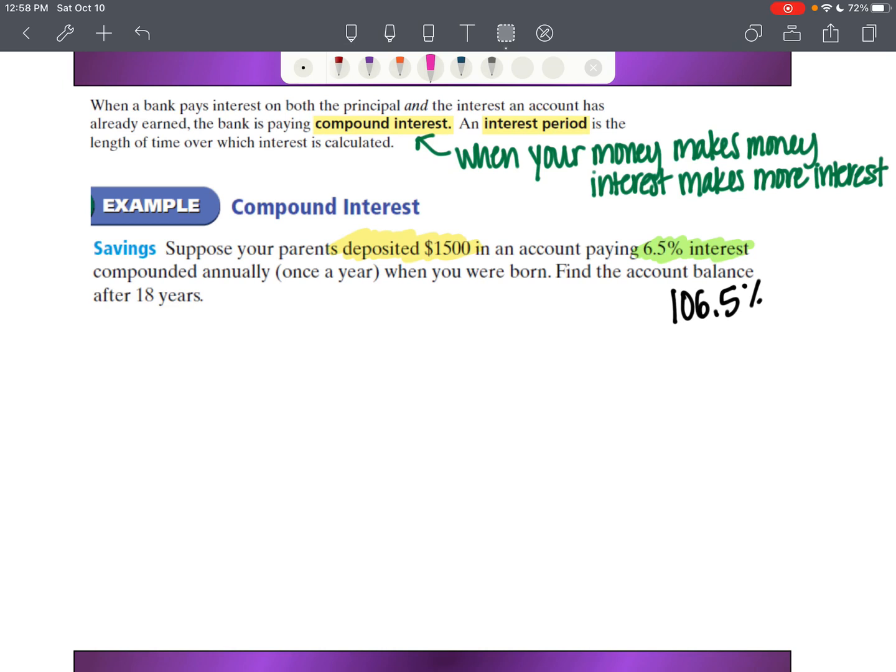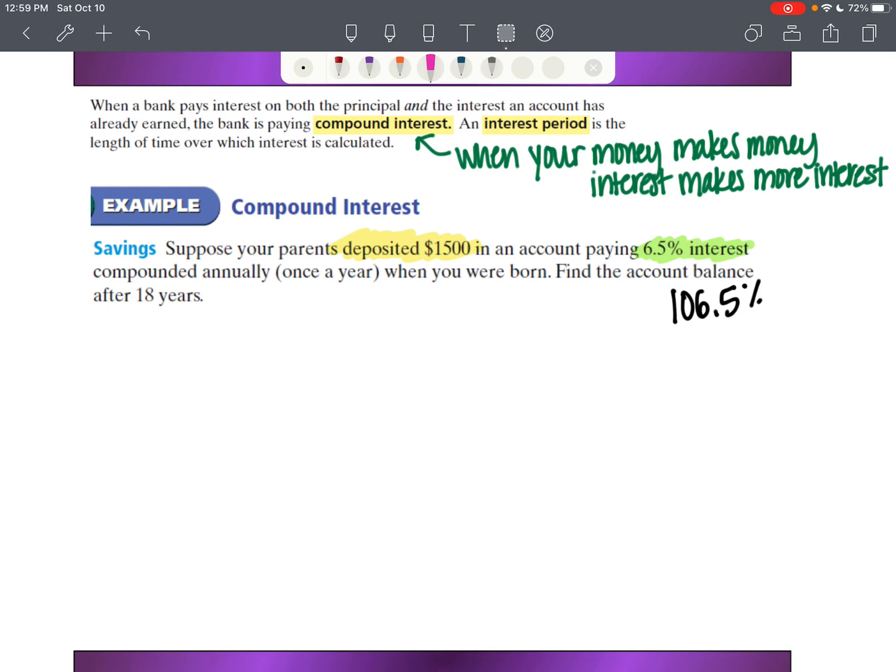Suppose your parents deposited $1,500 in an account paying 6.5% interest, compounded annually. That means every year they look at the balance in your account and they pay you interest on whatever balance is there. Find the account balance after 18 years.